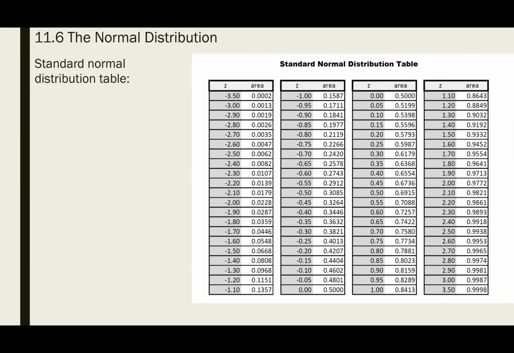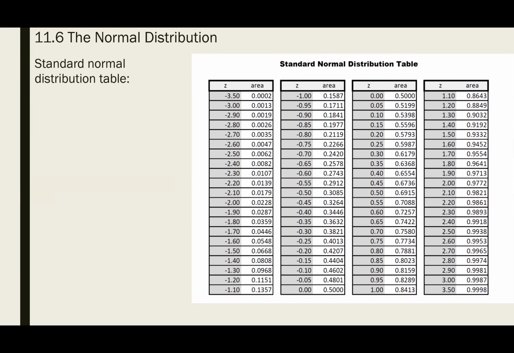And 1, 2, and 3, that's all you can do. But what happens if I want to walk from -1 to 1.5? So here comes the standard normal distribution table. And I believe this is the table that you will have on your final exam.